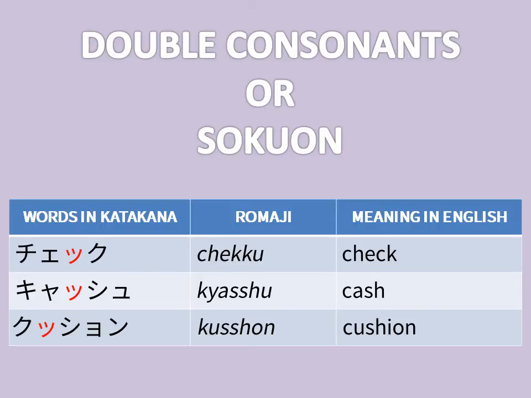So k sound of the ku is repeated twice. So check ku. Kind of you stop and then repeat the same sound and complete the thing. Check ku. So k sound is coming twice. Similarly, if we want to say cash, we will say cashew.